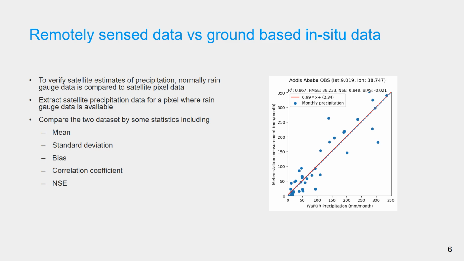To verify satellite estimates of precipitation, normally rain gauge data is compared to satellite pixel data. The procedure to validate satellite estimates with rain gauge data is first to extract satellite precipitation data for a pixel where rain gauge data is available and compare the 2 datasets by some statistics, including mean, standard deviation, bias, correlation coefficient, or Nash-Sutcliffe efficiency.